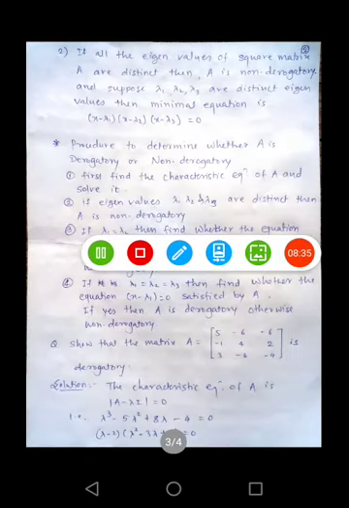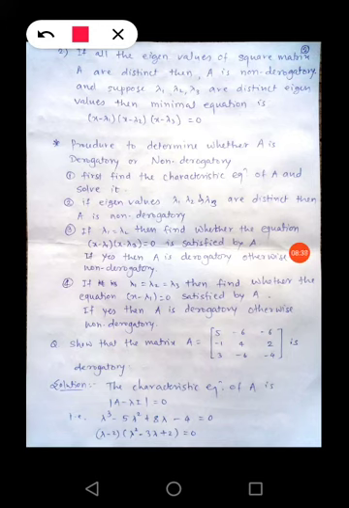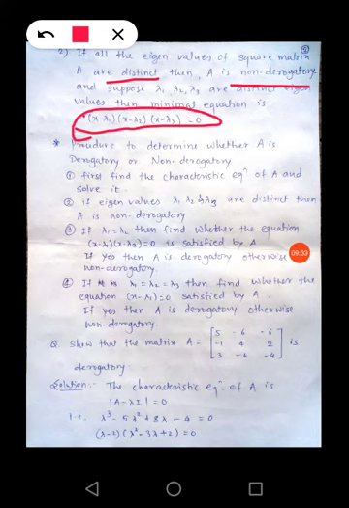Now we will note some more things. Each eigenvalue of a square matrix is a root of the minimal equation of the square matrix. Okay. Second one, if the eigenvalues of a square matrix A are distinct, then A is non-derogatory. And suppose lambda 1, lambda 2, lambda 3 are the distinct eigenvalues, then its minimal equation is represented simply by this product.